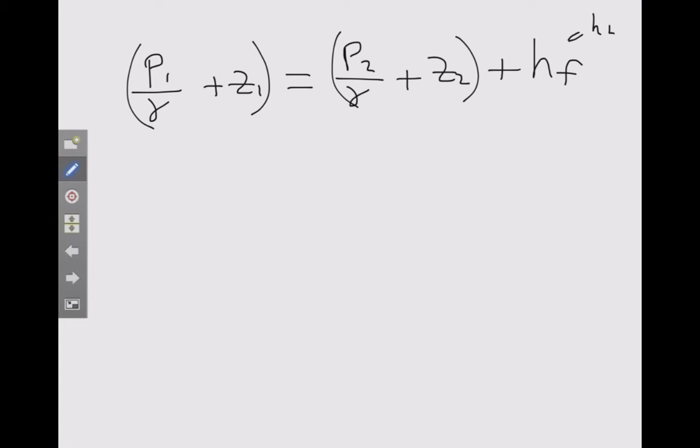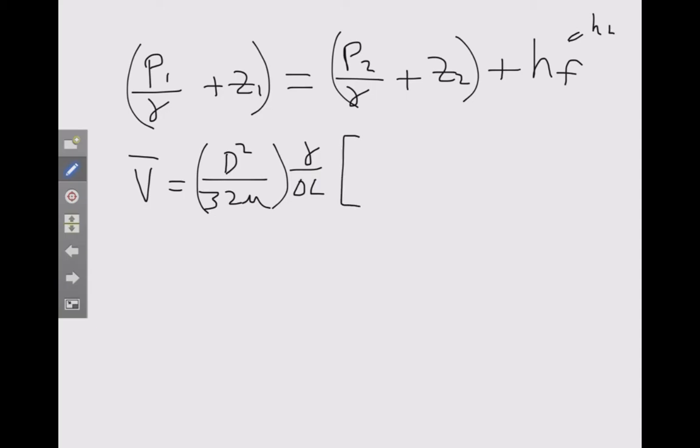Now, this is a key. When we plug back in, we're going to look at our average velocity, and we're going to expand out that delta H. This was D squared over 32 mu gamma delta L, and we're going to rewrite H now. But if we look back in our derivation, this should be this value. That's a gamma.